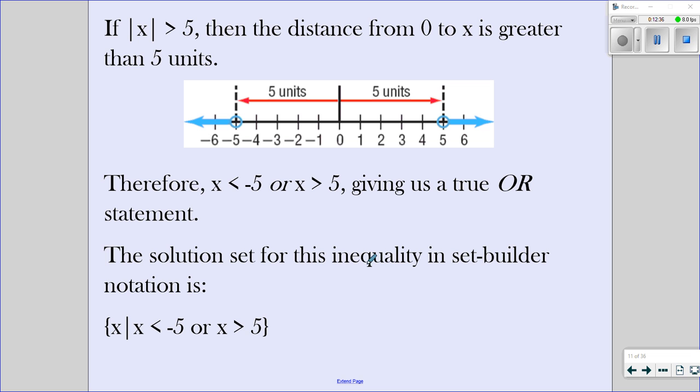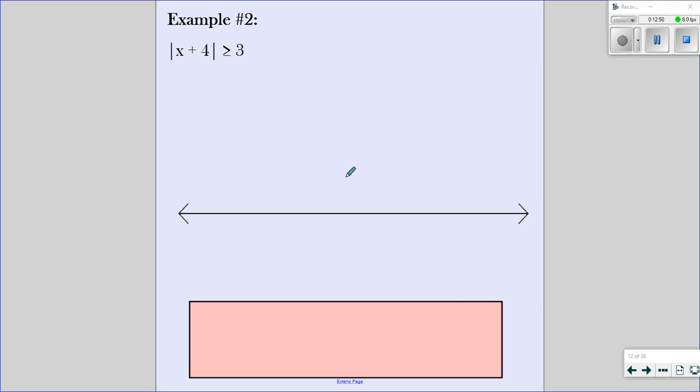So the solution set for this inequality in set builder notation is going to be x less than negative 5 or x greater than 5. All right, so we're going to do an example based on this.